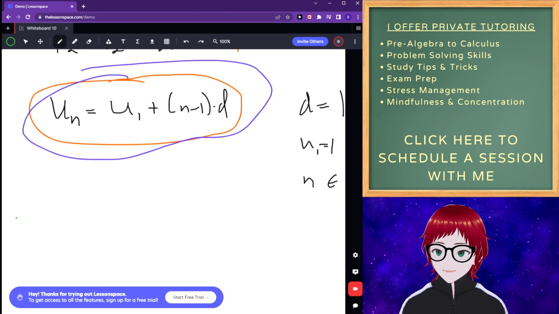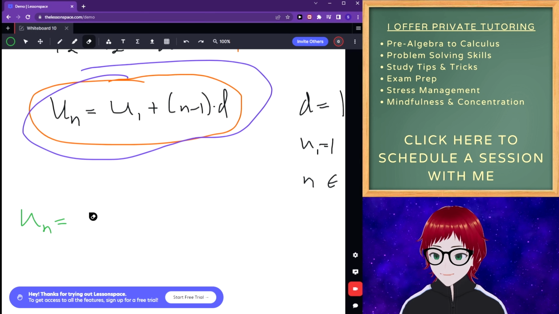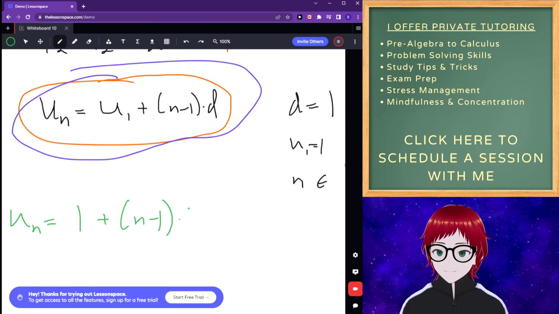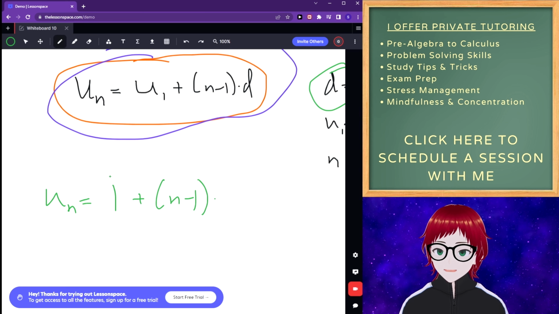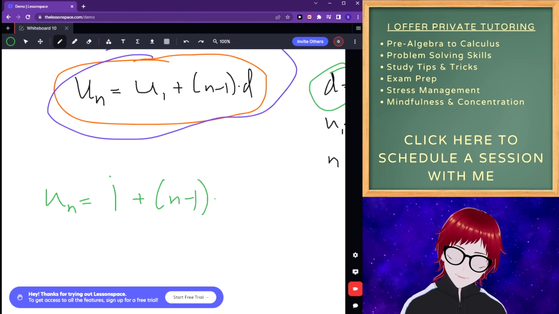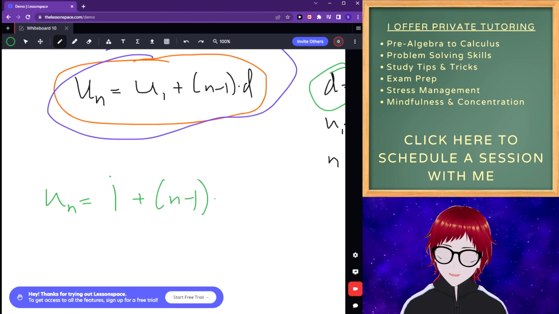So let's take a look. Let's say un equals u1, where u1 will be equal to 1. That will be the first term of our sequence, plus n minus 1 times 1, where d is equal to 1 in this case. So what's really happening here? Whenever we deal with math, I don't want you to memorize formulas. I don't want you to think, oh, okay, arithmetic sequences are given by this formula here, un equals u1 plus n minus 1 times d. I want you to think about this formula, this expression, this equation. I want you to understand what's going on.